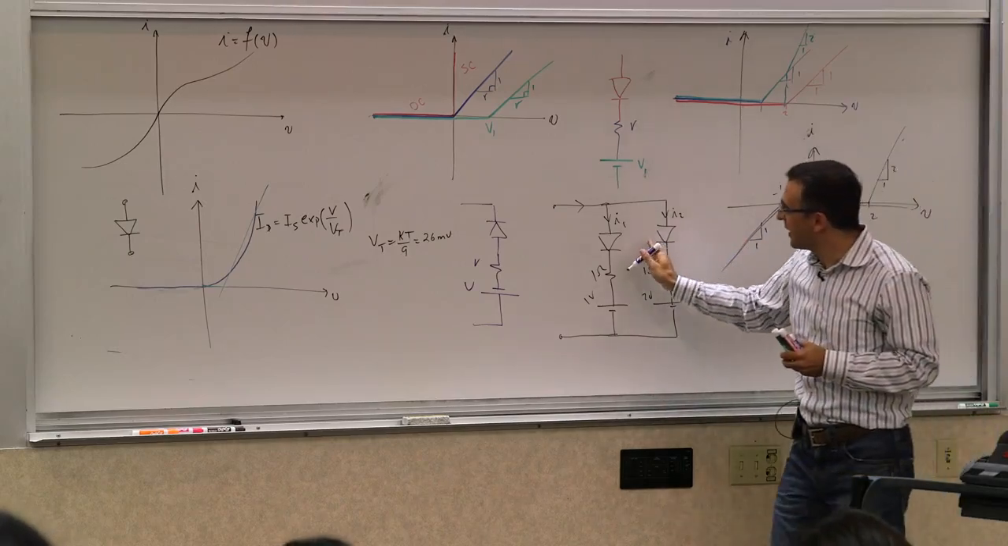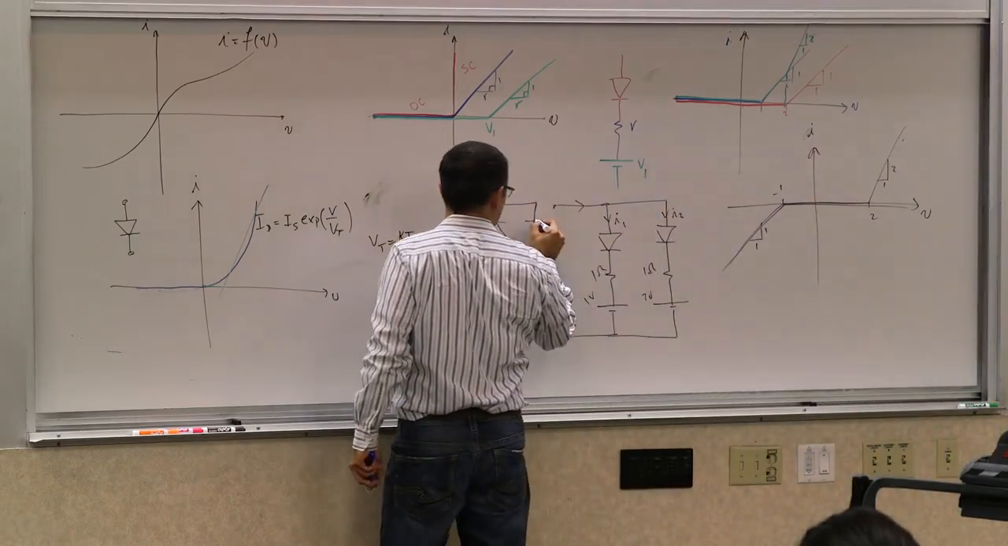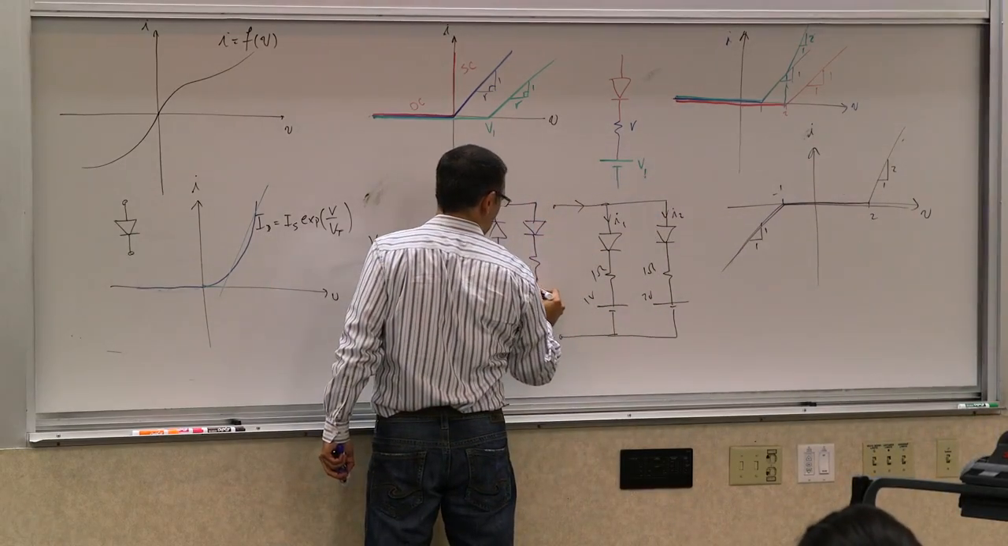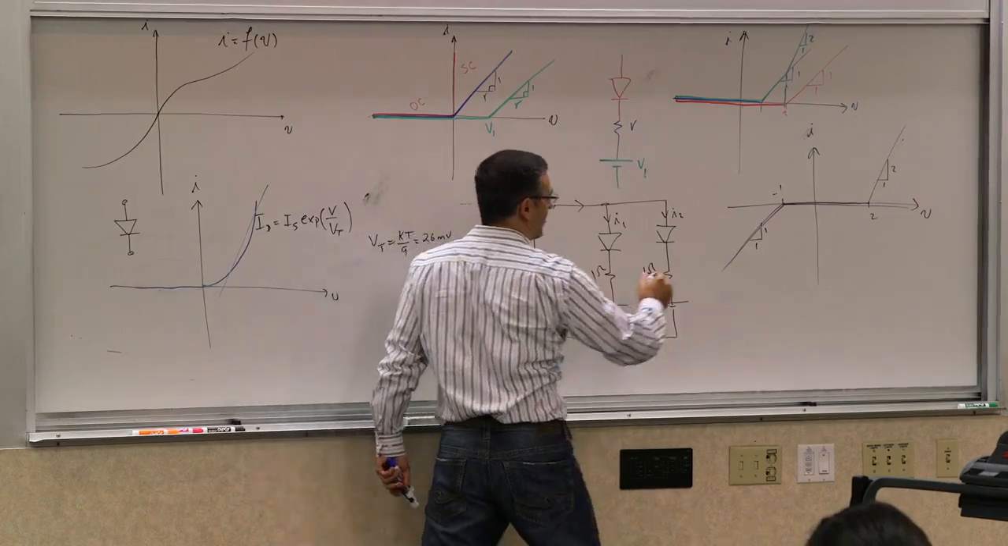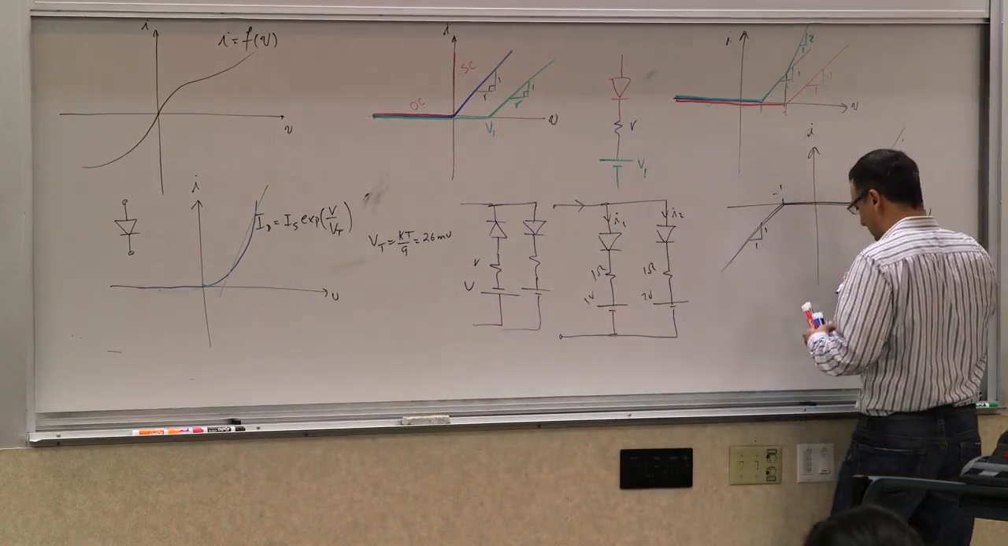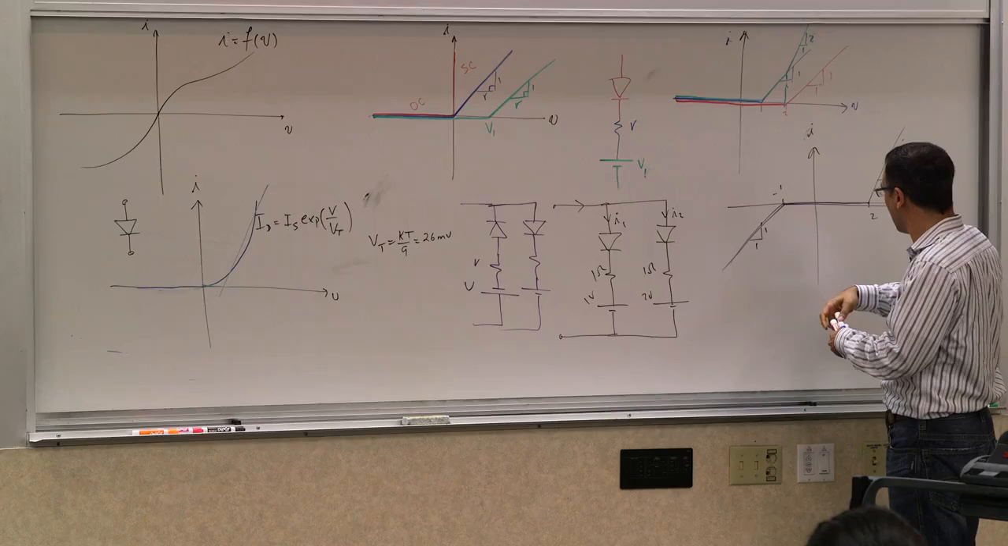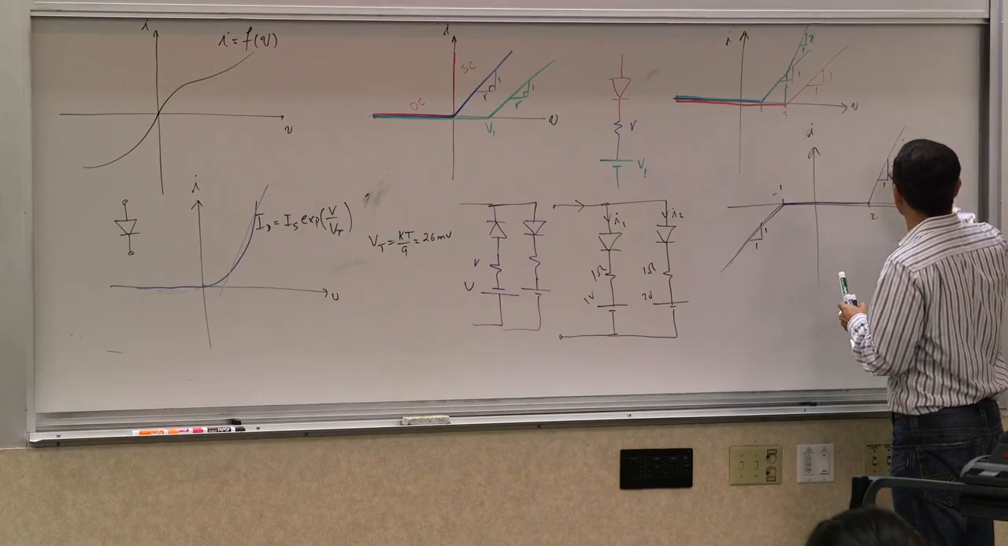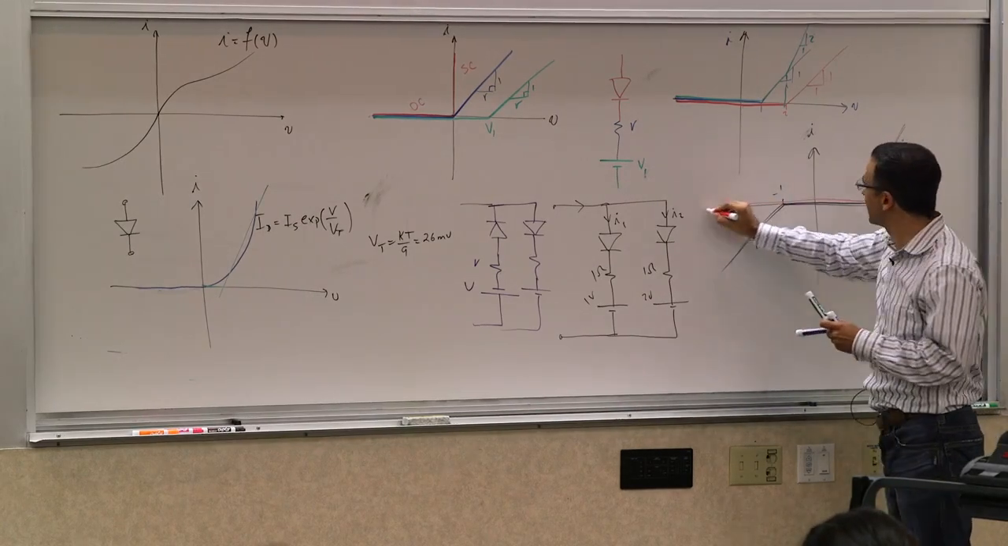And then I can put that in parallel with one of these guys, and I can get that part. And the current being the sum of those two things, you will get the overall response that you were looking for. So this is what the second branch gives you.